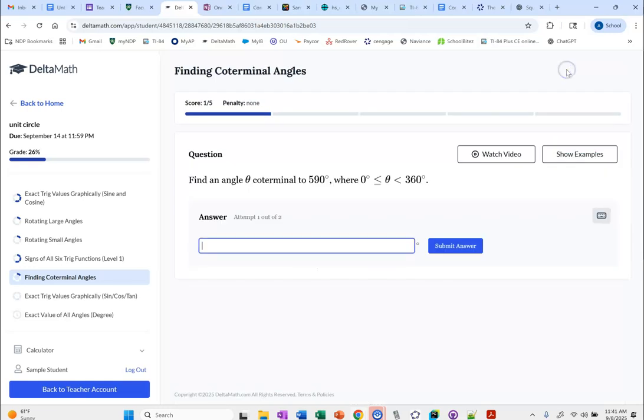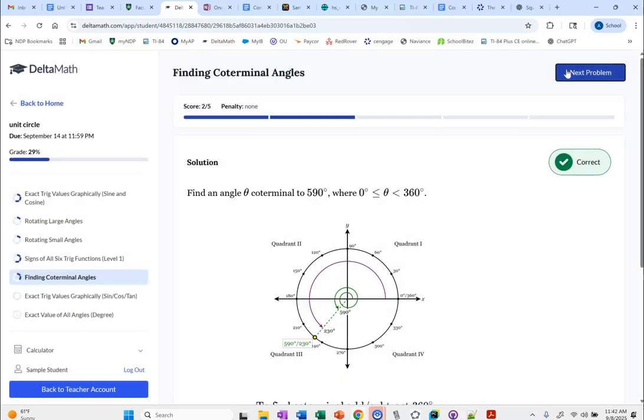Alright, okay. 590. Want an angle coterminal to it between 0 and 360. What do I do? Remember, unit 1. Perfect. How'd you know to minus 360 instead of add? Because it has to be between 0 and 360. And 590 is already too big, right? So we have to subtract this time. Does everybody catch that? 590 minus 360 is 230. Boom, done. Is everybody okay on this? Pretty straightforward, right?